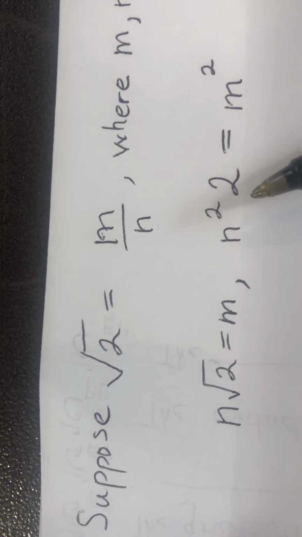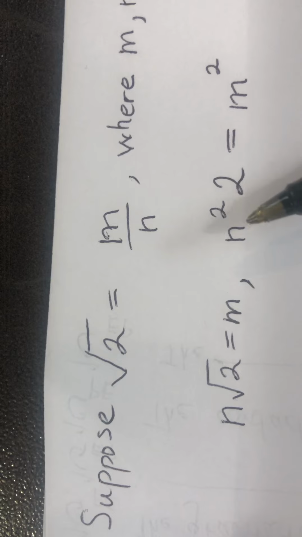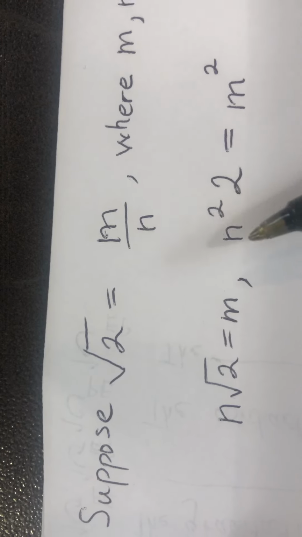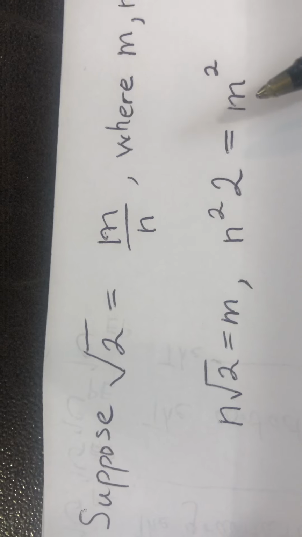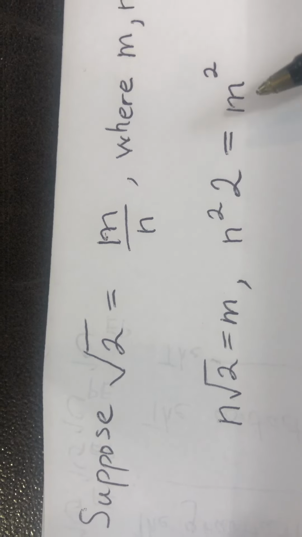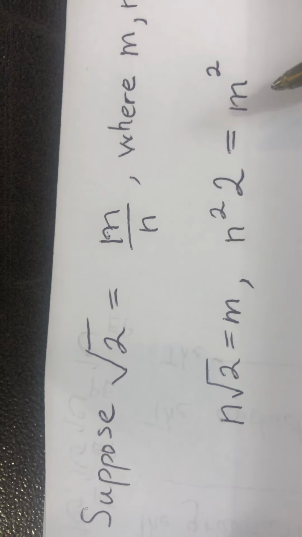An odd number of times or an even number of times? Well, an odd number of times, right? Because since this is squared, 2 has to appear an even number of times in n squared, so an odd number of times. And 2 appears an even number of times on the right. So 2 appears an odd number of times on the left, but an even number of times on the right.